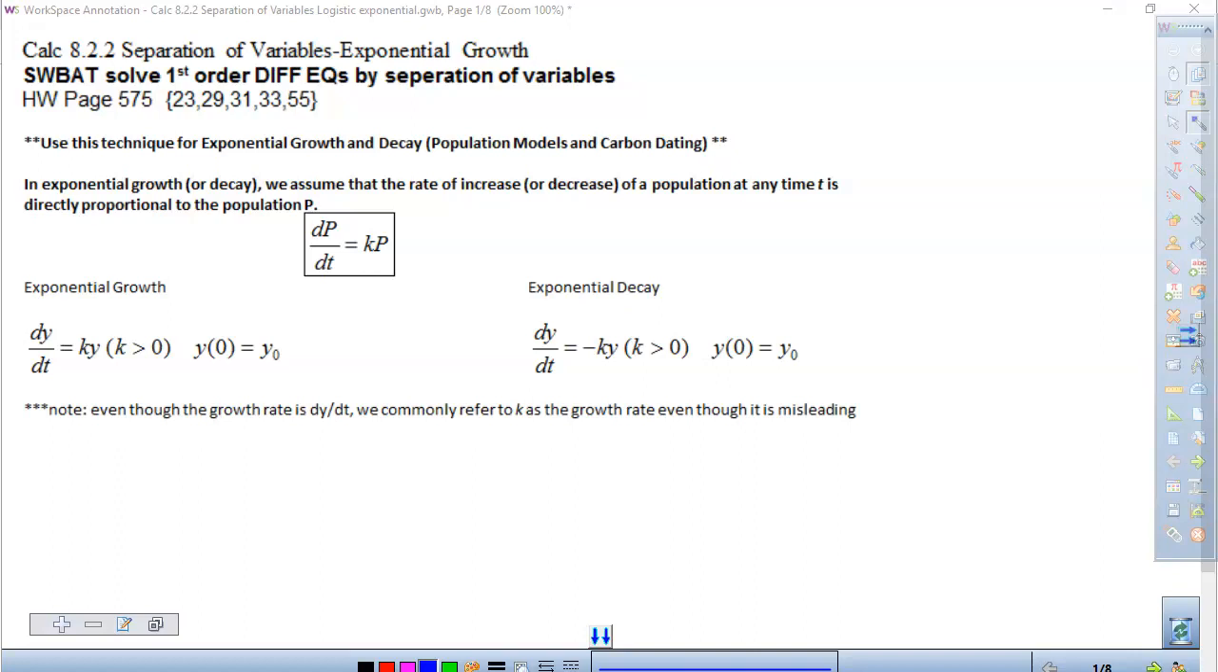So now I'm on day 2 of separation of variables. Okay? So I want to start to get into the different types of differential equations we have. We did the simpler ones yesterday. We're going to look at some that are slightly more complicated today. Exponentials and, more importantly, logistic.